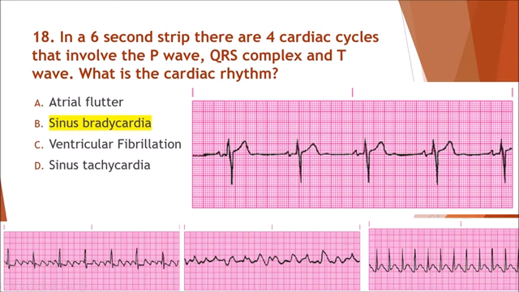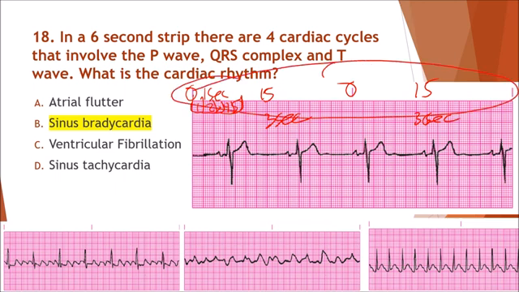Now, why? All right, so let's talk about this one. In a 6-second strip, we said that you needed 5 big squares for 1 second, right? So in 15, which is from here to here, that is 15 big squares. This is 3 seconds. So then this is another 15 big squares, so this is another 3 seconds. So on this whole thing, it is 6 seconds.